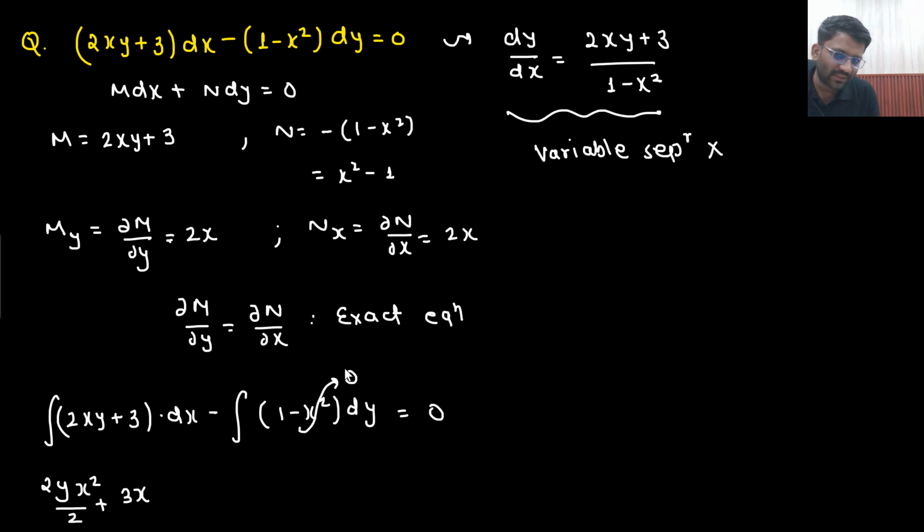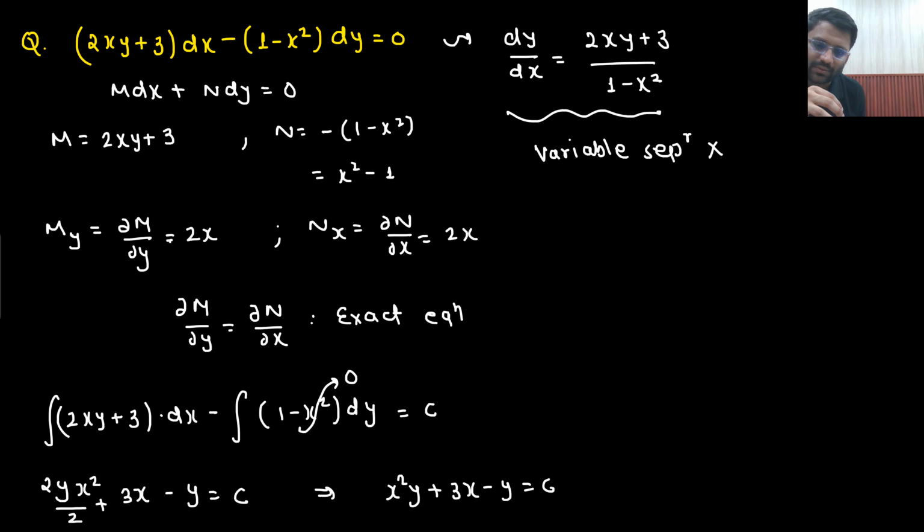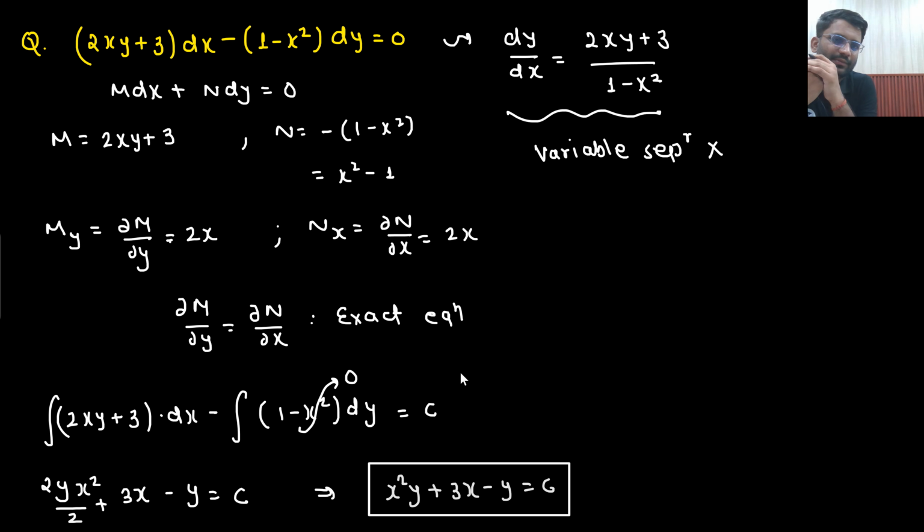And now what will happen? This x square term will go to 0. Now what you will get? 1 dy. What is the integration of 1 dy? That will be y only, equals 0. Here in place of writing 0, what I will write down? Constant, because I am doing integration on both sides. So here I will be getting constant. So the answer you are getting is x square y plus 3x minus y equals constant. Is that clear or not? Okay, so this is the answer we have, x square y plus 3x minus y equals constant.